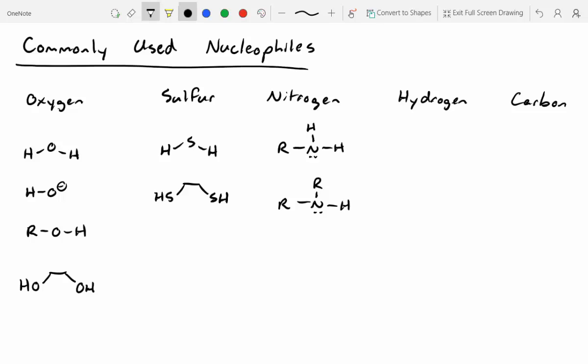What's another source of hydride? Yeah, borohydride. So NaBH4 is a super common one. What's the other one, if we really want to amp it up? LAH. So lithium aluminum hydride is a really nice source of H minus. So we can use both of these.